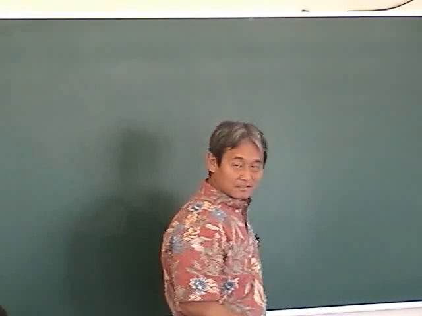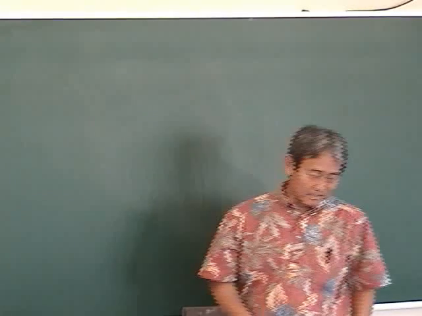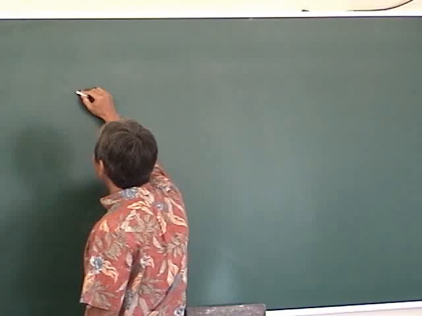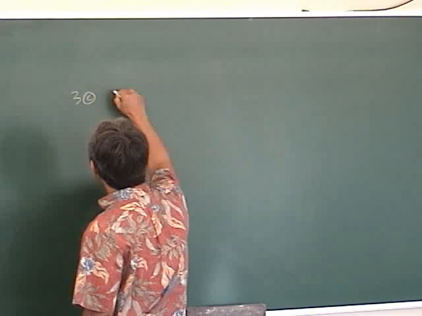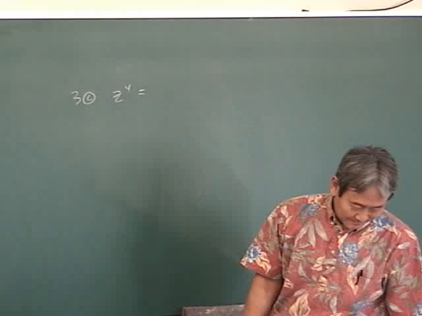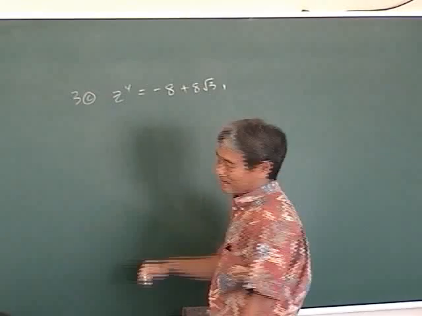Okay, next, 3c. Where's 3c? Wait, I did 3c. What about 3a and b? That's odd. You guys can do a and b, but not c, as usual. z to the 4th equals negative 8 plus 8 root 3 i.